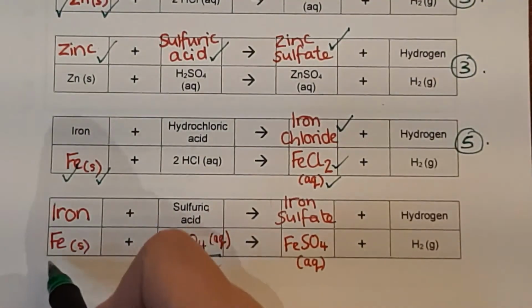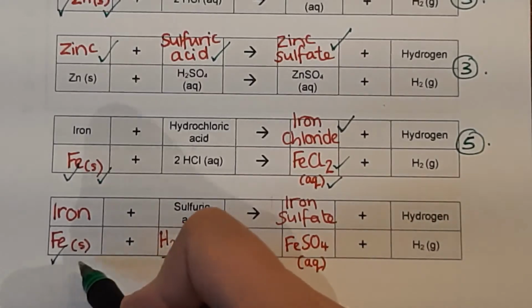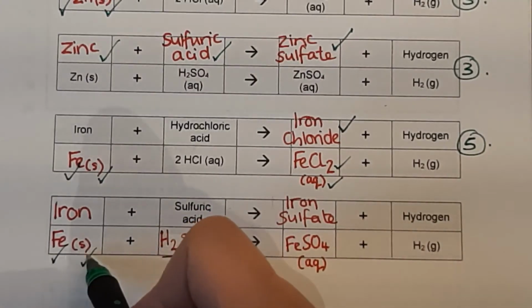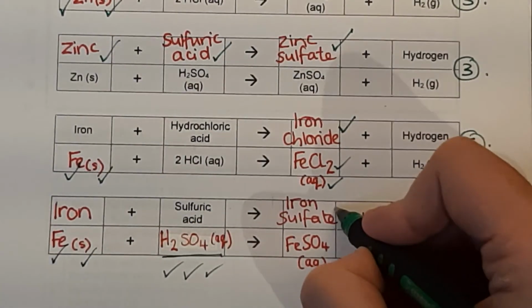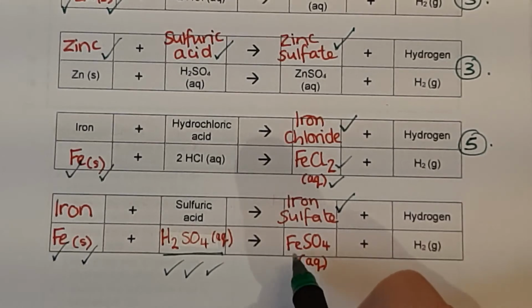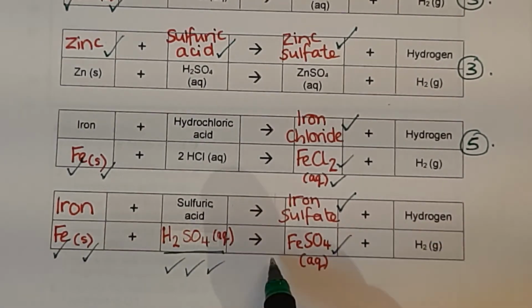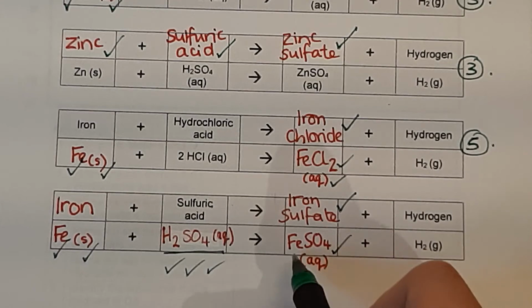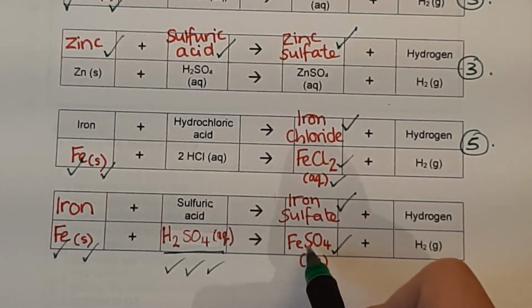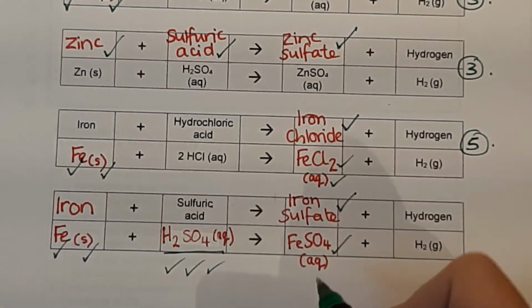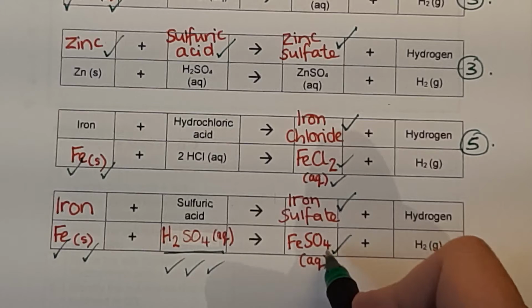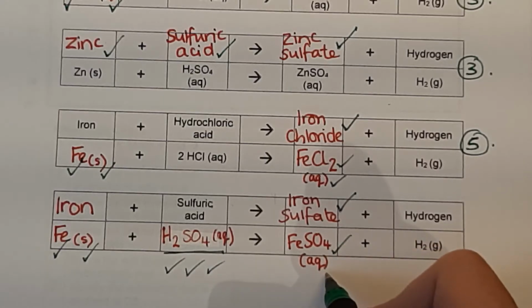So iron is Fe, you have a mark for that, and a lowercase s in brackets, and then it produces iron sulfate, so you have a mark for that, and that is FeSO4, so a mark for the correct symbol. So Fe is capital F, lowercase e, capital S, capital O, and subscript 4. And then aqueous, aq, lowercase in brackets there.